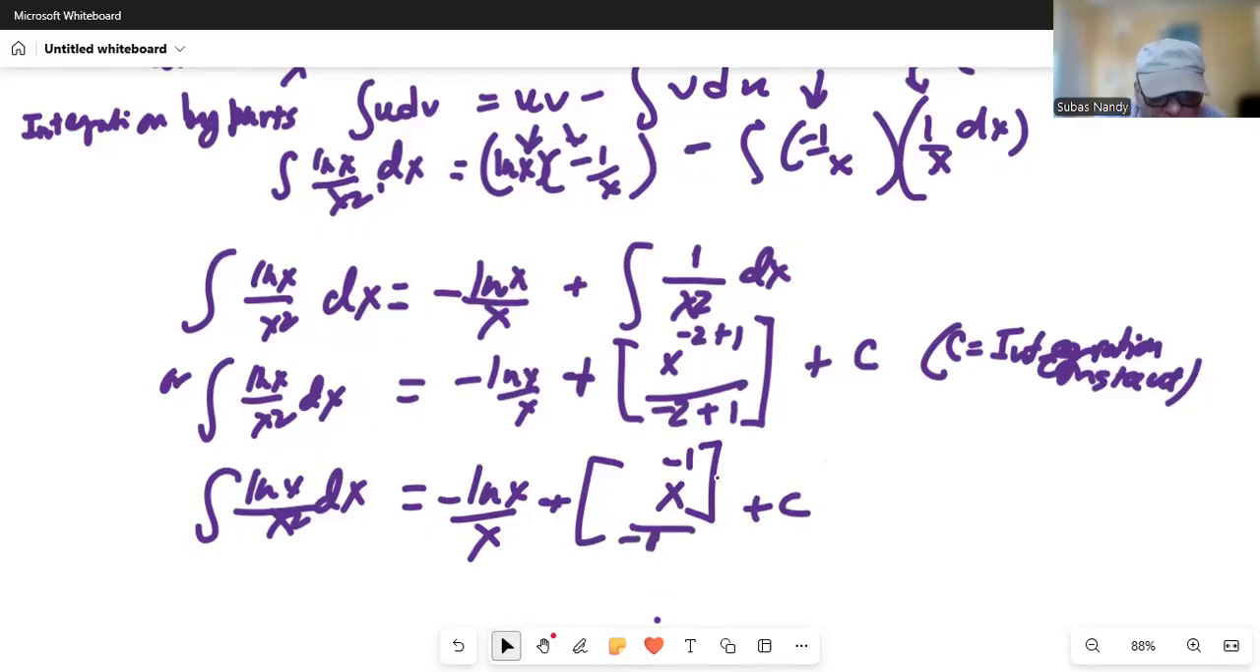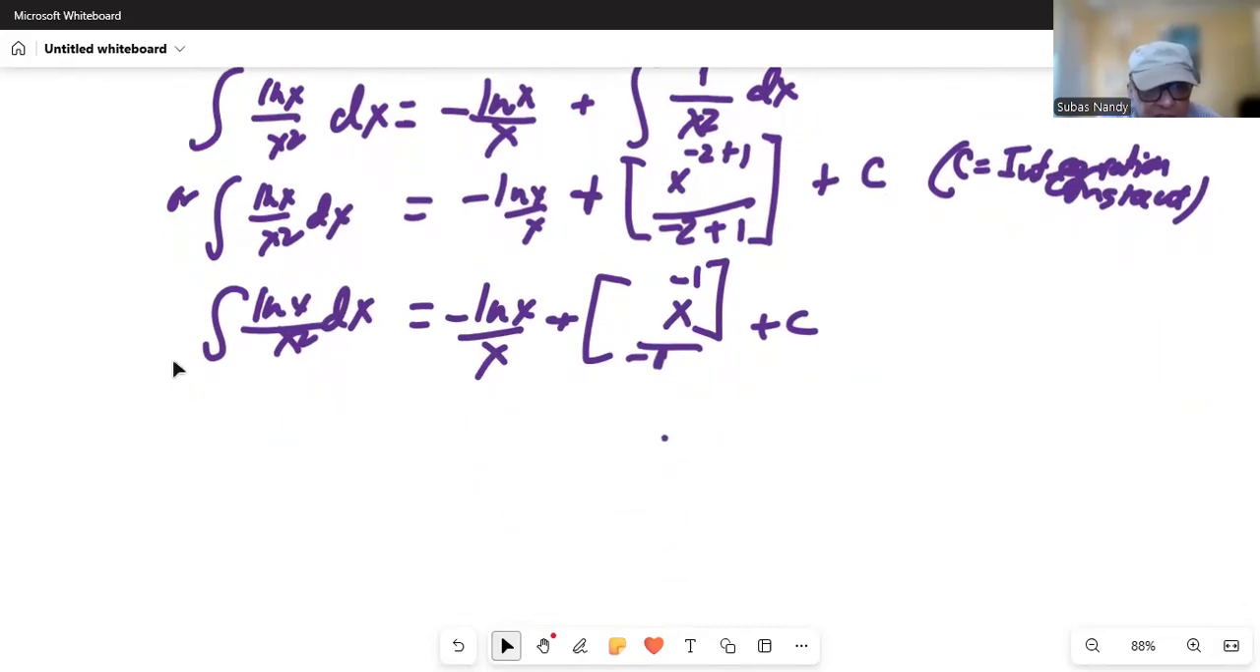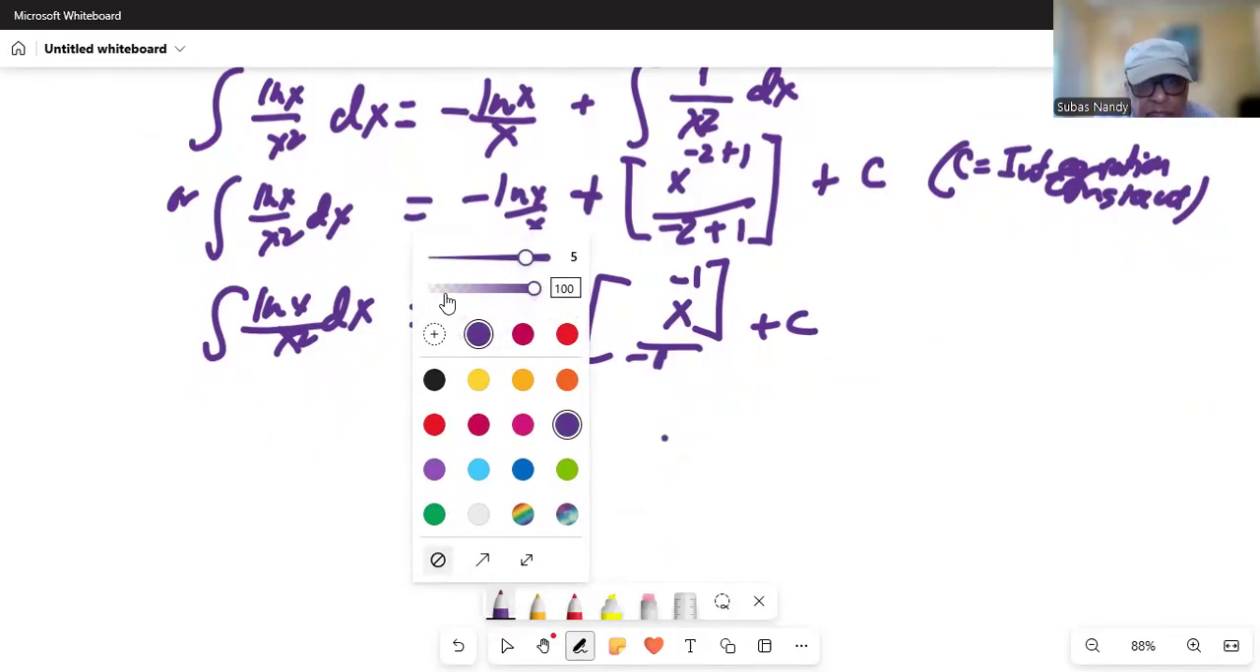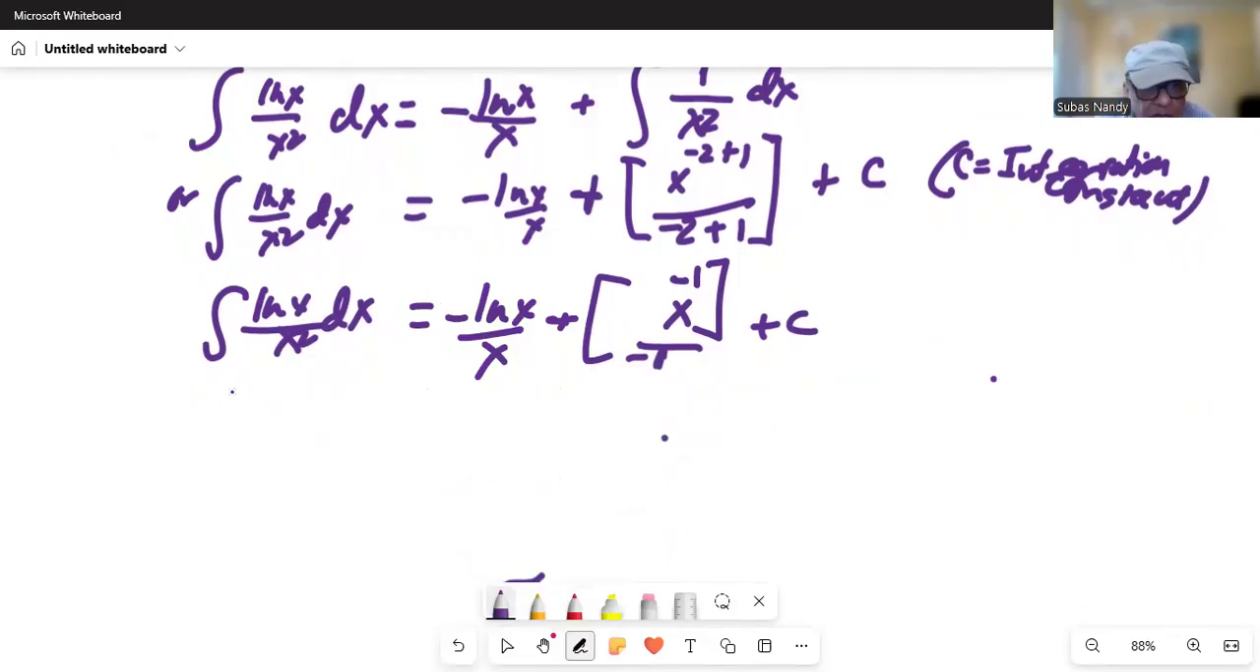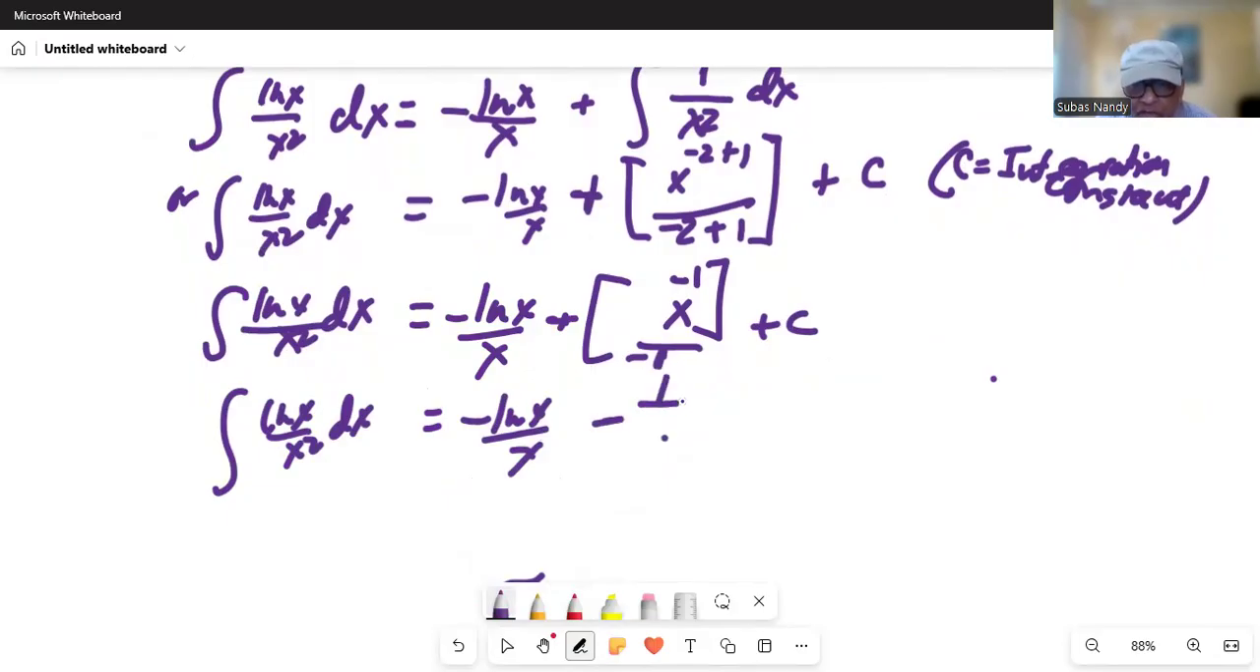And then I move this up a little bit. So the final answer is integration of ln x by x squared dx is equal to minus ln x by x minus, and plus and minus is minus, and x to the minus 1 is 1 over x, you bring the exponent to the denominator, it becomes x, plus c. So this is your final answer.